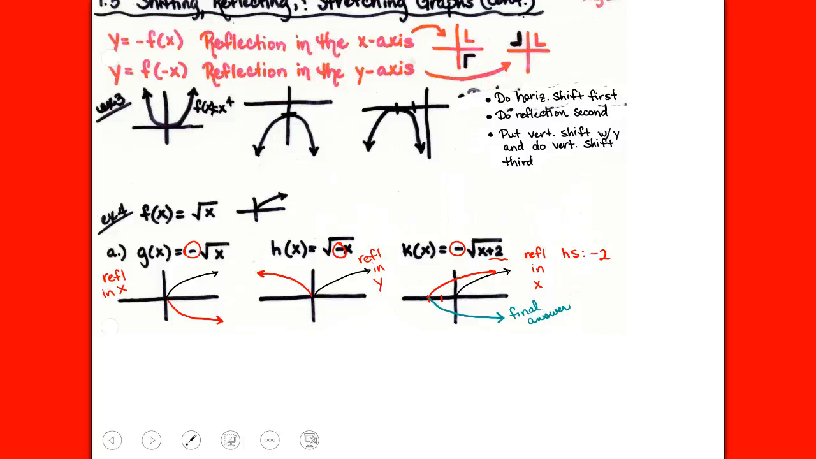On to example number 3. In example number 4, they gave me the equation and asked me to come up with the graph. In example number 3, they give me the graph and ask me to come up with the equation. So we want to be able to go both ways. For example number 3, it says, each of the graphs shown in the figure is a transformation of the graph of f of x equals x to the 4th. Find an equation of each function.